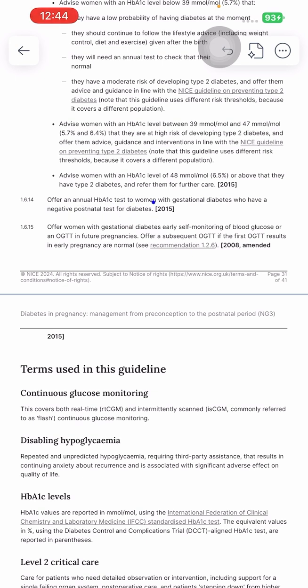So annually you offer HbA1c testing to those who had gestational diabetes, and offer women with gestational diabetes early self-monitoring of blood glucose or OGTT in future pregnancies. Offer a subsequent OGTT if the first OGTT result in early pregnancy is normal. So OGTT is usually not offered postnatally, but if the patient is planning for pregnancy, then at booking you will offer her an OGTT. Otherwise, annual HbA1c testing, and annually you have to follow her glucose level.